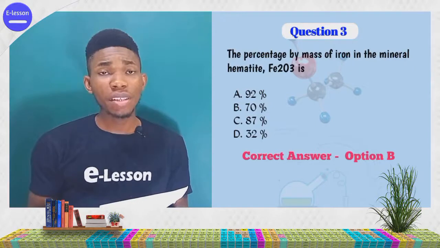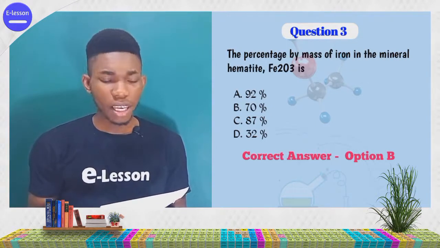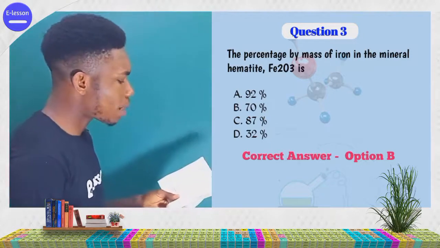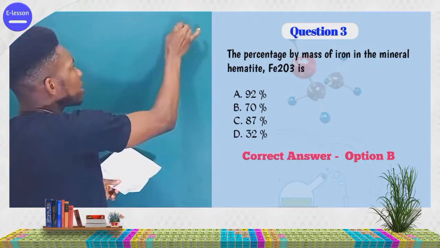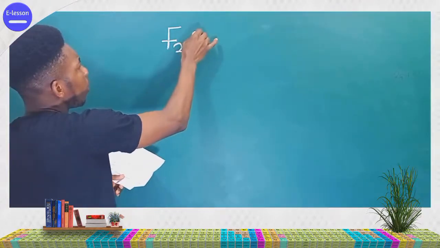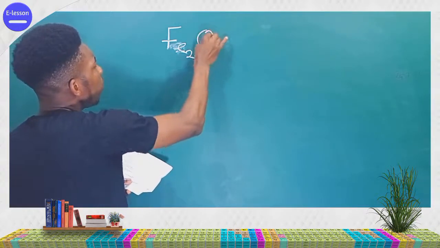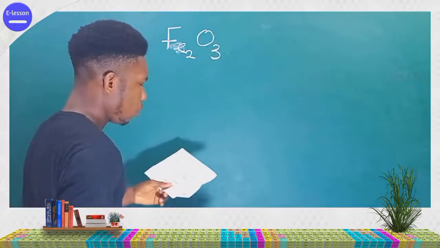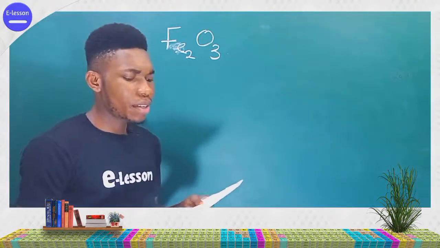We have the next question that says the percentage by mass of iron in the mineral hematite. Fe2O3 is the molecular formula of the mineral hematite. Now, you will ask the percentage by mass of iron in the mineral hematite.